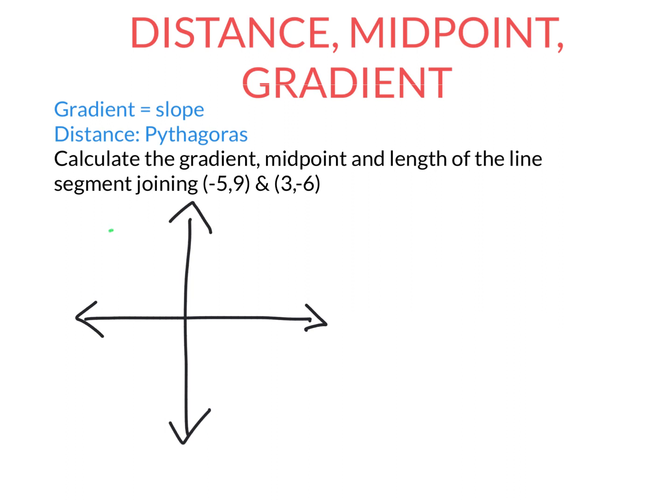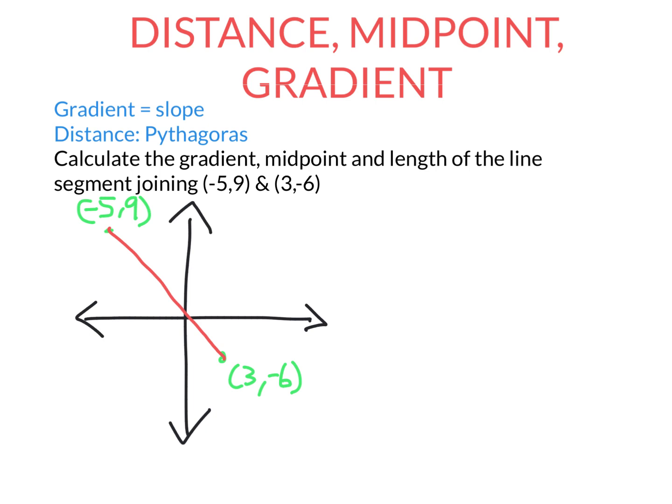So -5, 9 is about over there, and then we'll plot 3, -6, which is around about there. So the question is asking us to take this line segment here and calculate the gradient, midpoint, and length of it. So note, a line segment has a start and an end, it doesn't go forever. That's what distinguishes it from a line.